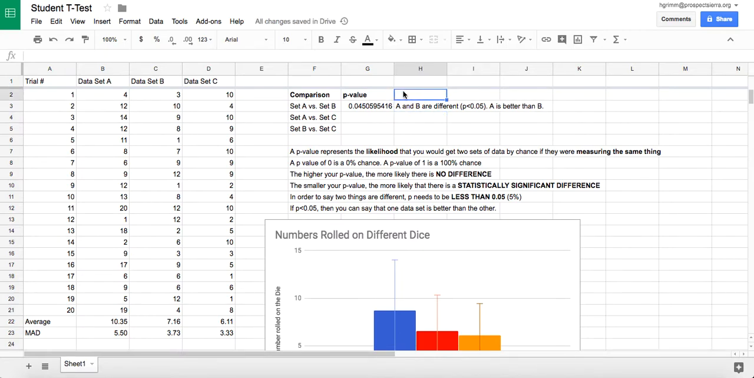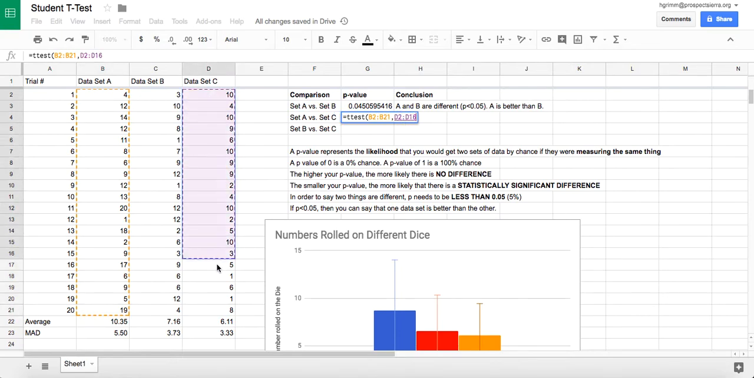Now let's look at my next data set. I've compared A and B so far. Now let's compare A and C. So again, equals t-test, parentheses, highlight my first data set, comma, highlight my second data set. Here now I want to compare A to C, so I'm going to highlight the numbers for C, comma, and then again, 2, 1. Don't worry about why those are the numbers we use. It just tells us what type of t-test we're doing. 2, 1, close parentheses, enter.